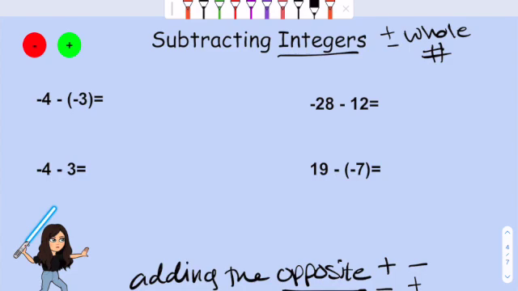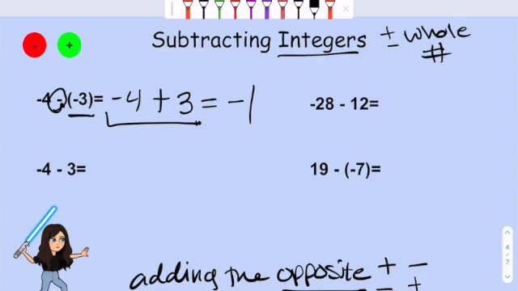So let's look at our first example here. We have -4 minus -3. Now we're going to rewrite this using this method called adding the opposite. We always keep our first number, so we're going to keep our -4. And instead of subtracting, we're going to add. And then we're going to find the opposite of the last number. So the opposite of -3 is +3. And now our new number sentence, or our new equation, is -4 plus 3, which is -1.